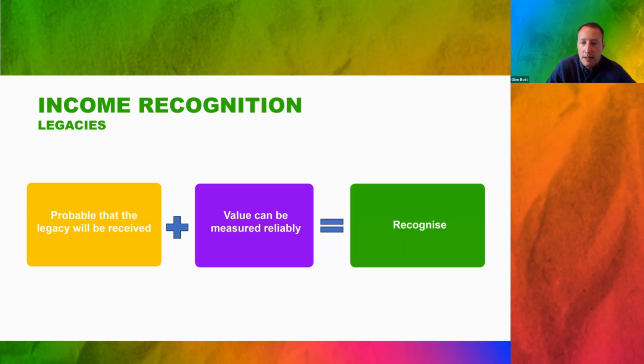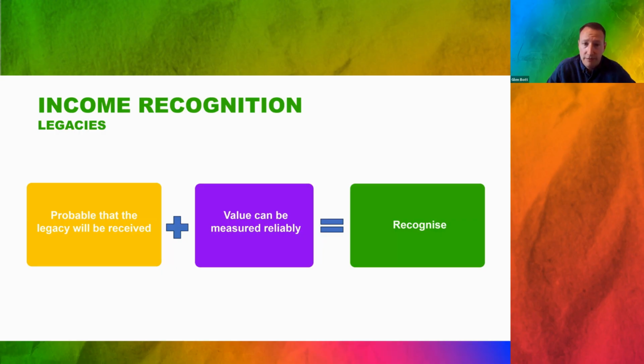Now there is a slightly different approach that the SORP allows, where you're a charity that has a lot of legacy income. So if you have a lot of legacies, you can adopt a portfolio approach. So when you're looking at the probability of the receipt and also the value of what you receive, you can apply estimates and assumptions across a portfolio of legacies. If, as a charity, you reasonably expect that the result of doing so would not differ materially from the result as if you actually reviewed each of those legacies on an individual basis against the criteria.